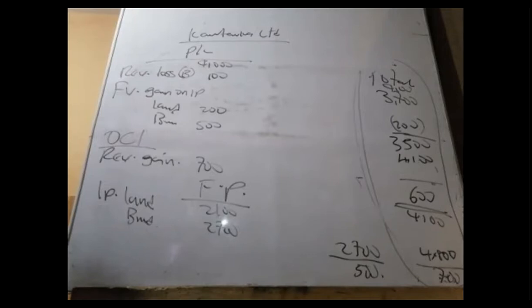Let me quickly go to IAS 20. That is IAS 20, government grants. That's our next section.